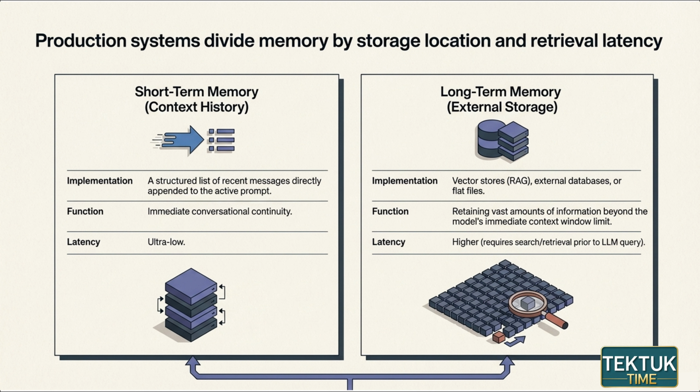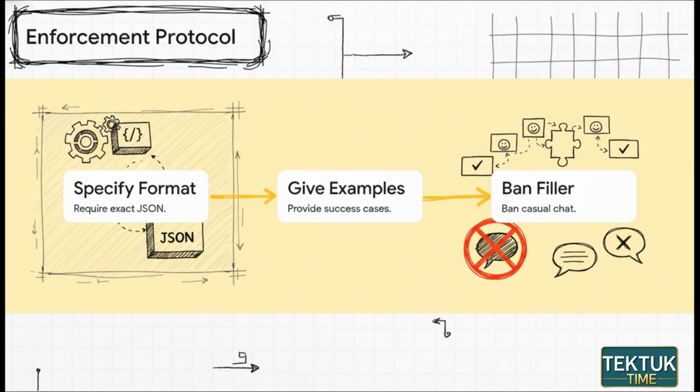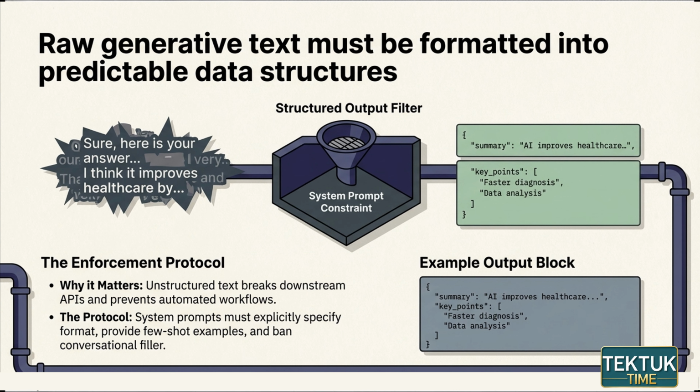Okay, part 4, enforcing structured outputs. If you want your system to actually survive an automated workflow, you need an enforcement protocol. Raw, unstructured text will instantly break your downstream APIs. So, step 1, your system prompts must explicitly demand an exact JSON format. Step 2, you have to provide few-shot examples within the prompt itself. That just means showing the model exactly what success looks like with sample inputs and outputs.